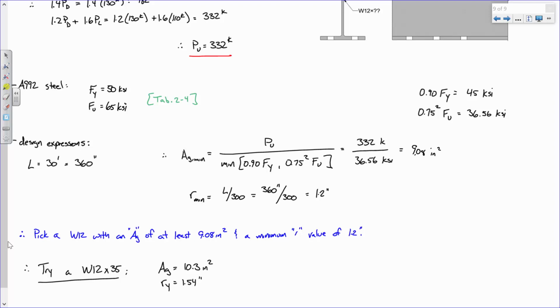Thickness of what? Flange. You said flange. Why the flange? Just put the bolts in. The bolts are going through the flange. Exactly right. We need the flange thickness. So what is the flange thickness of the W12 by 35?